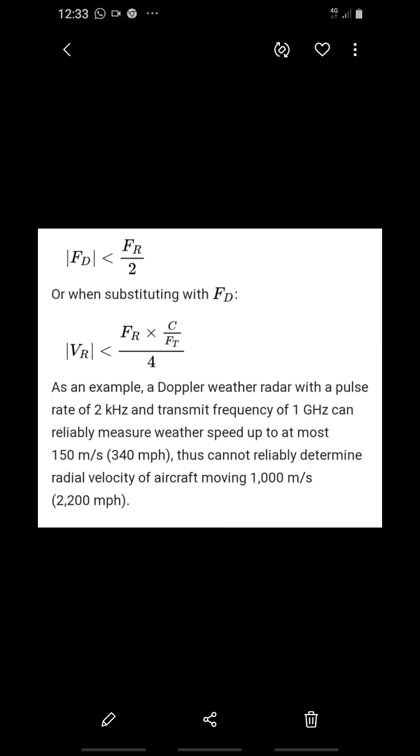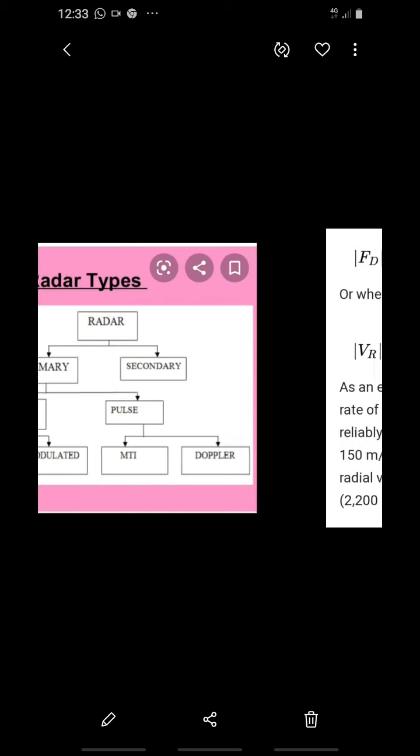As an example, a Doppler weather radar with a pulse rate of 2 kHz and a transmit frequency of 1 GHz can reliably measure weather speed up to at most 150 meters per second, thus cannot reliably determine radial velocity of aircraft moving 1000 meters per second.